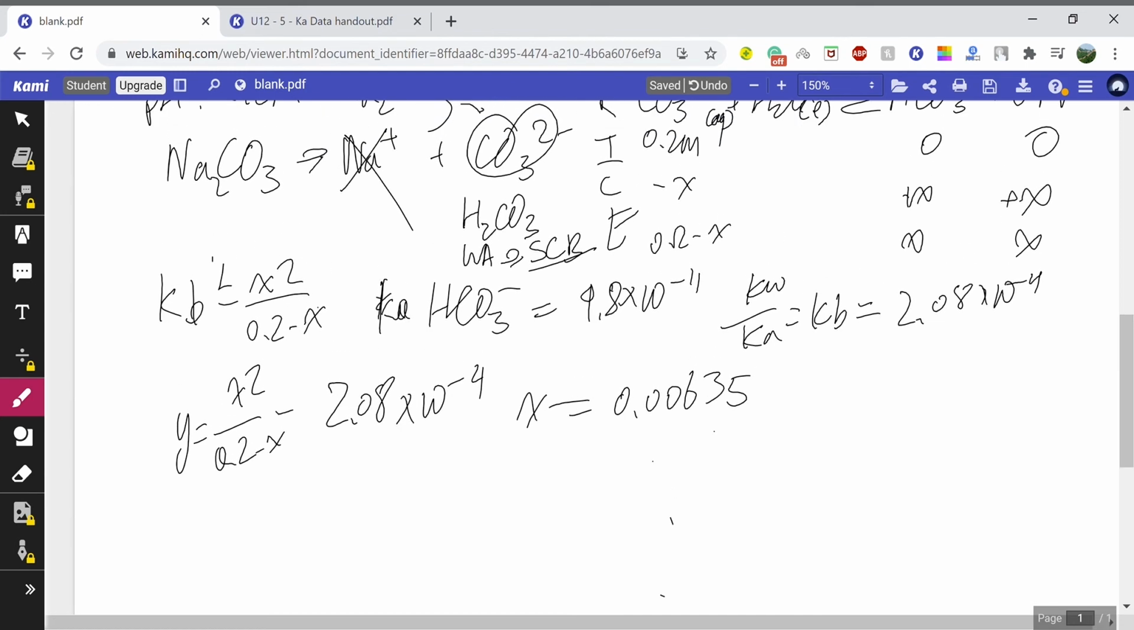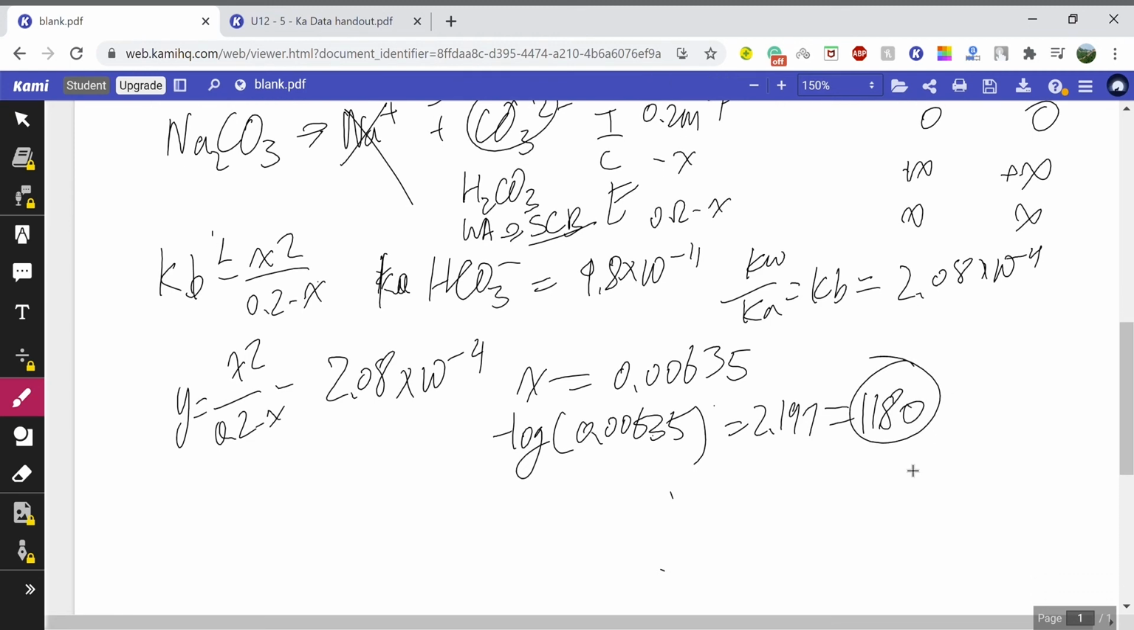Now that we know that, we can use negative log because x is the concentration of OH minus. So negative log of 0.00635 gives 2.197. Now 14 minus 2.197 gives you a pH of 11.80. Or you can do a faster way. When you're given this, you can find pH as 14 plus the positive log of the concentration of OH minus. So let's try that. 14 plus the positive log of 0.00635 gives us 11.80 again. So pH is 11.80.